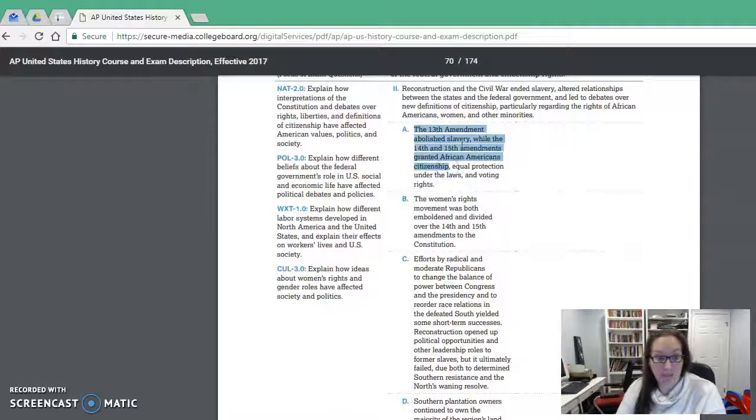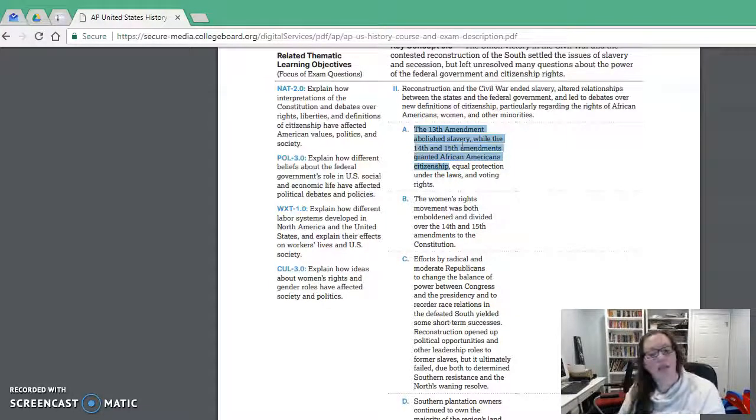So they had to have the 14th Amendment because Taney and the Dred Scott decision had basically said slaves weren't citizens, so that gives them citizenship and is supposed to give them the full rights of citizenship.